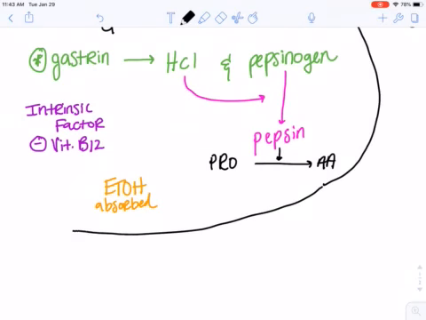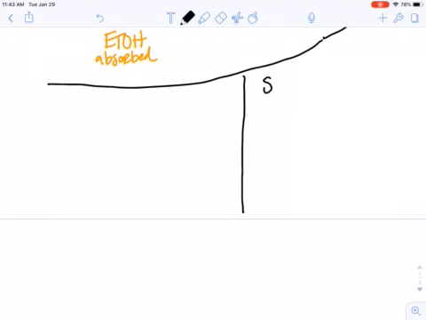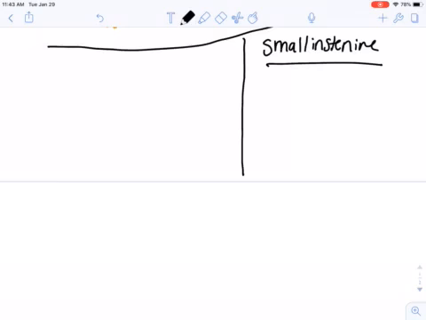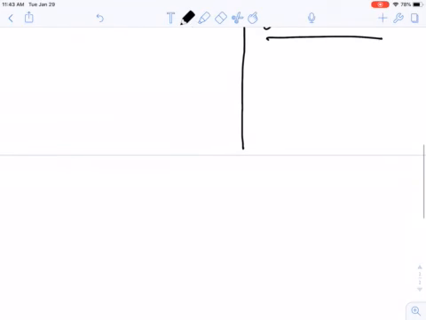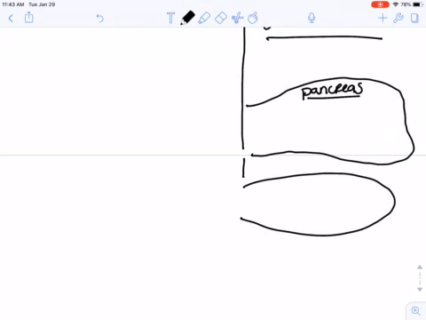Now we've produced this chyme, and we're going to go into the small intestine. So here is our small intestine, and there are going to be 3 different compartments. And what I'm going to do is draw the pancreas. So here we go, the pancreas. This is going to represent the pancreas. It plays a big role with digestion. And then I'm also going to draw the gallbladder. So this is our gallbladder.